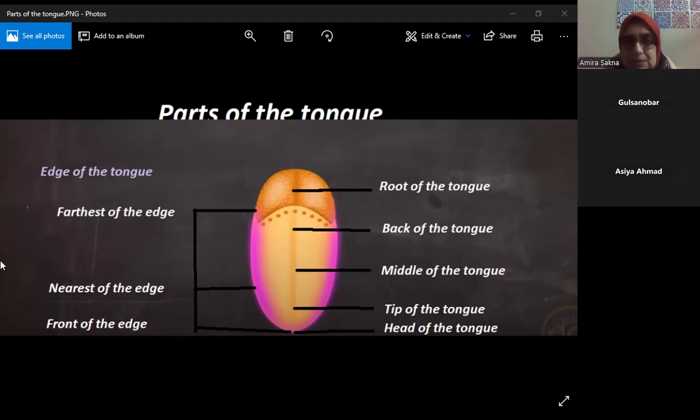This is so important. The tongue as a whole is divided into 5 main areas: root, back, middle, tip, head. Very important to know what is what. Where is tip? Where is the head? Okay? And for the edge, regarding the edge of the tongue, which is colored.